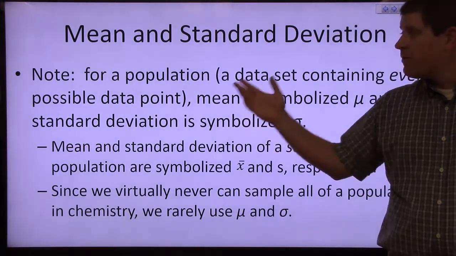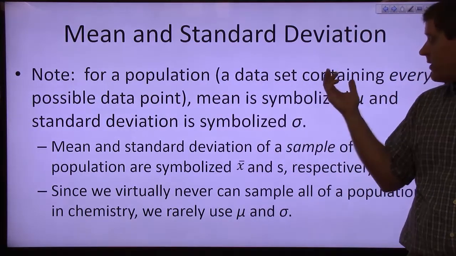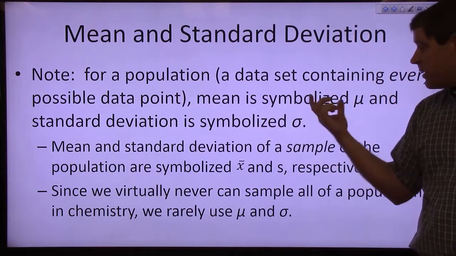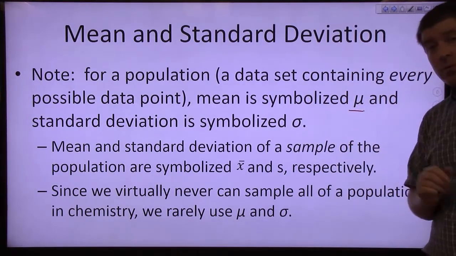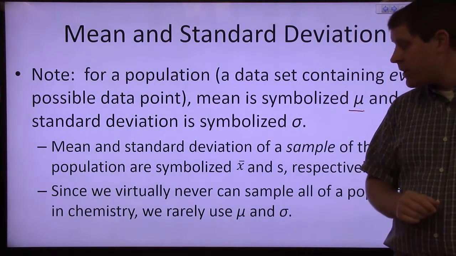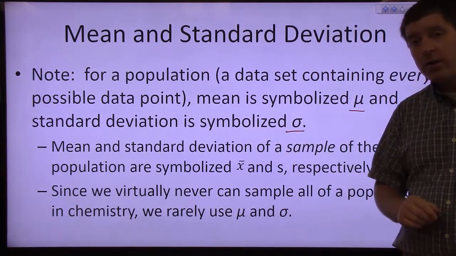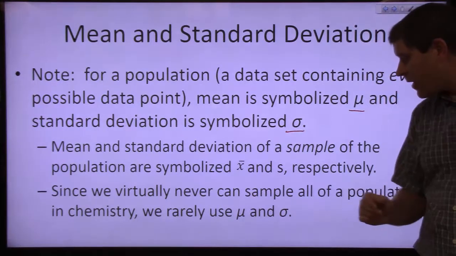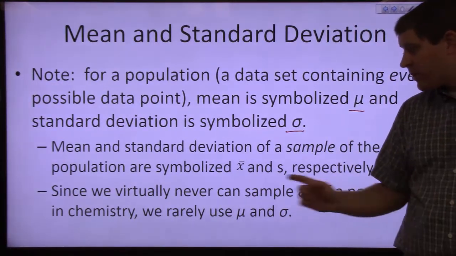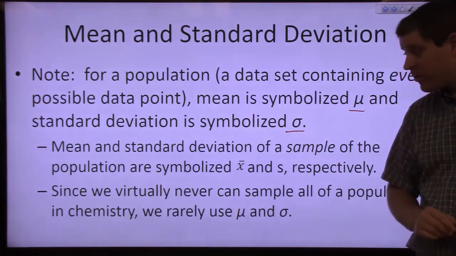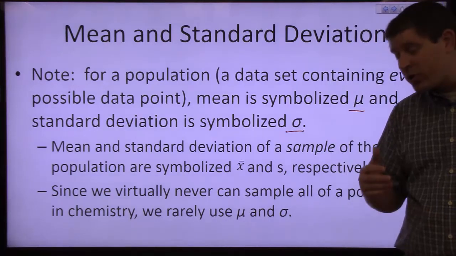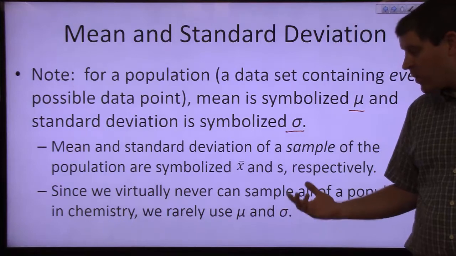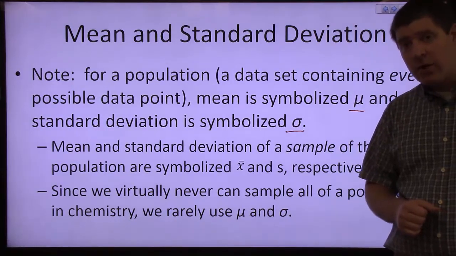Now note that for a population, a data set containing every possible data point for that population, the mean is symbolized with the symbol mu, and the standard deviation is symbolized with the Greek letter sigma, the lowercase sigma. Now, the mean and standard deviation of a sample of the population are symbolized with x bar and s, respectively. And since we virtually never can sample all of a population in chemistry, we rarely use mu and sigma.